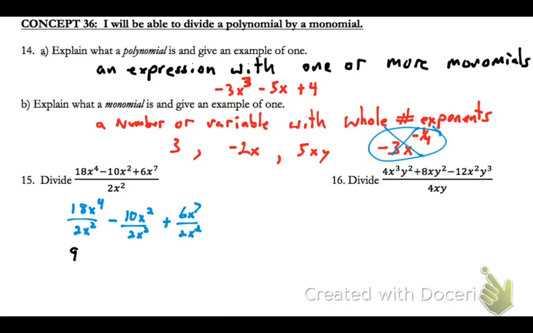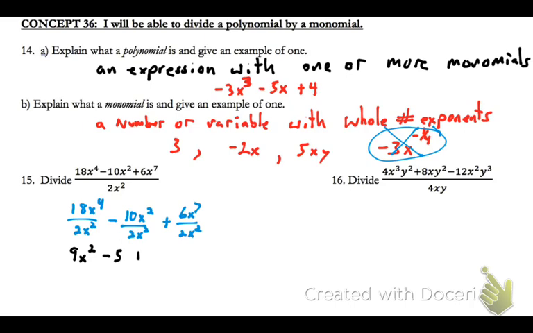Just like when we multiply like bases, we add the exponents. When we divide like bases, we subtract the exponents. So I get 9x to the fourth divided by x squared, so 4 minus 2 is 2. Negative 10 divided by 2, that's a negative 5. Again, dividing like bases, we subtract the exponents. 2 minus 2 is 0. I could put x to the 0, but anything to the 0 power is 1. And so that would be negative 5 times 1, so just negative 5.